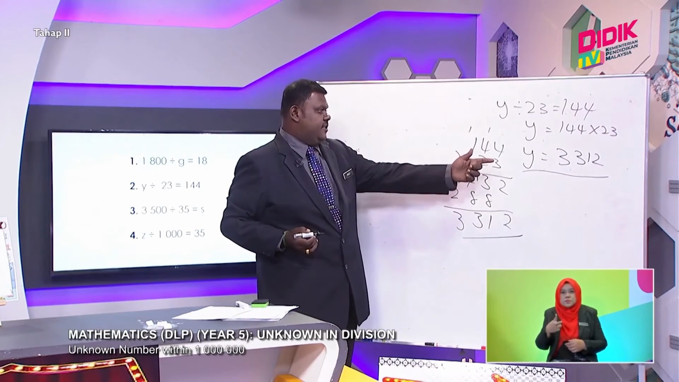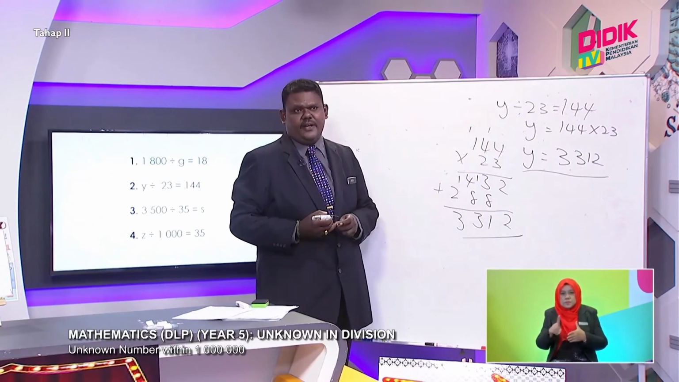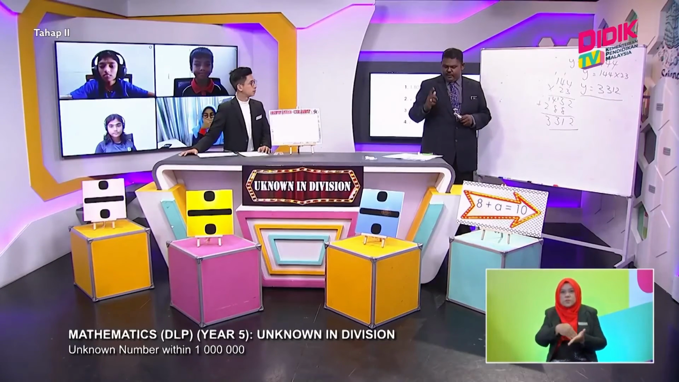You can check the answer. Later you can take 3,312 and divide with 23, you will get 144. This is how we check back our answer. Understand? All right. Can we look at one more question, Chris? Sure, sir.